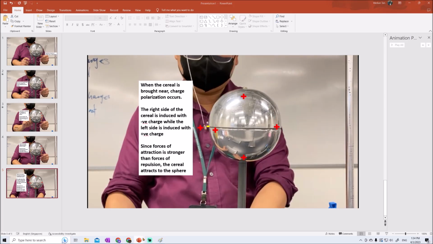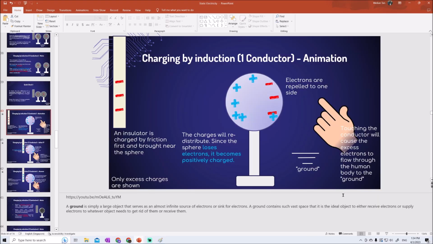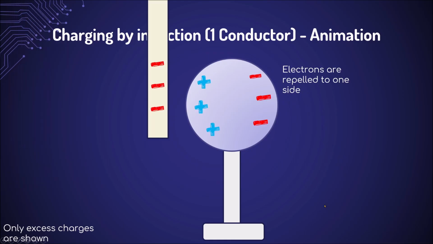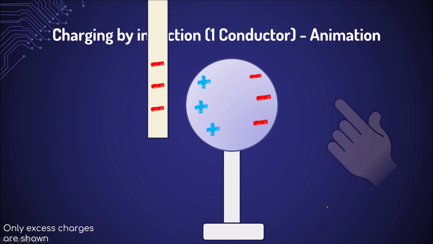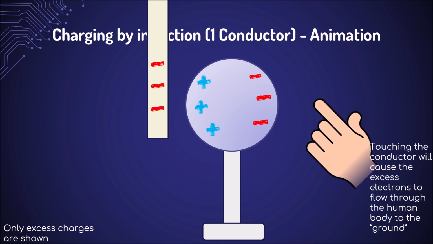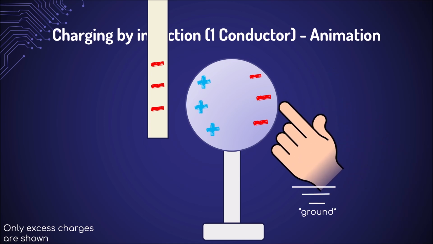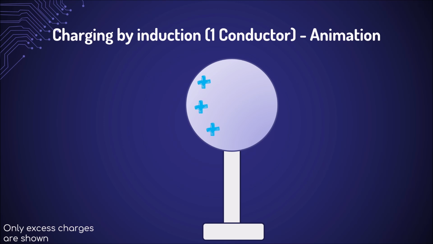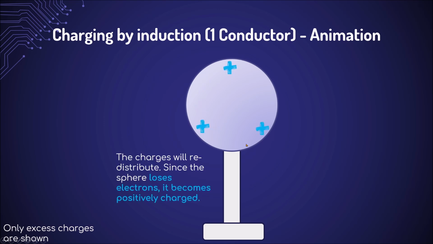Okay, and in my slides that I give as notes, this is actually how the animation works. Let's just look at it again. So touching it causes the electrons to flow to the ground, and therefore removing the rod allows it to be positively charged.